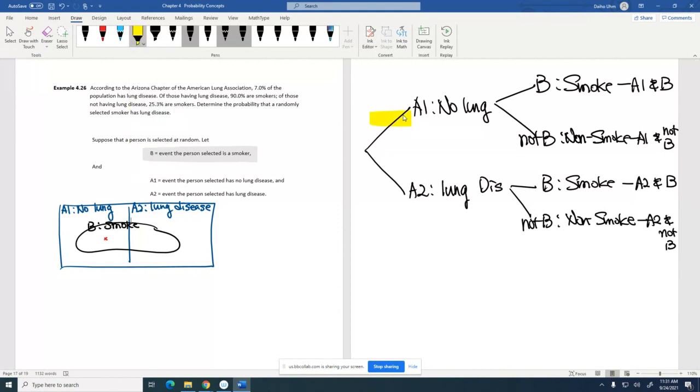Can you tell me what is the proportion who has no lung disease or who has the lung disease? Please read example 4.26 carefully. According to the chapter, 7% has a lung disease. Then number one, number two, which one is the 7%? A2, yes, the second one is the 7%, 0.07. Then can you tell me the first one, the yellow one?